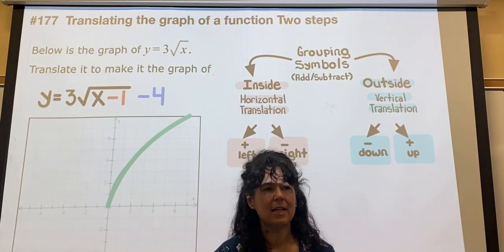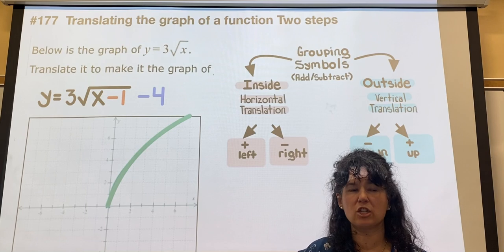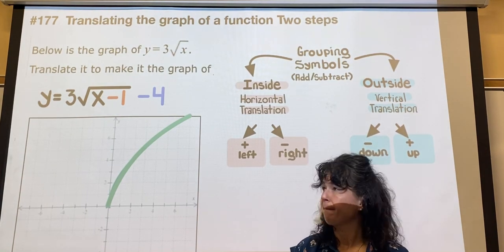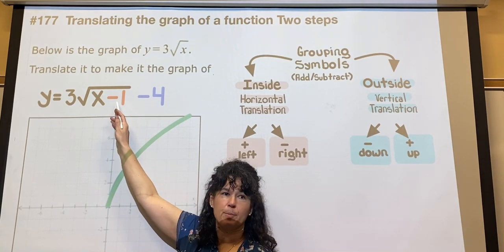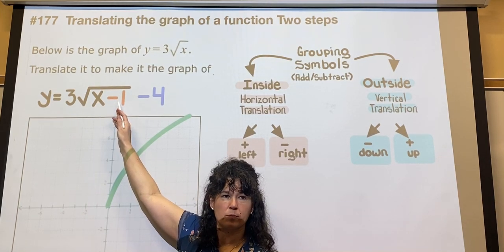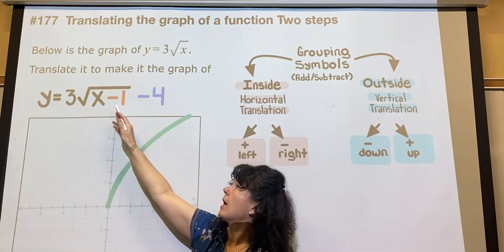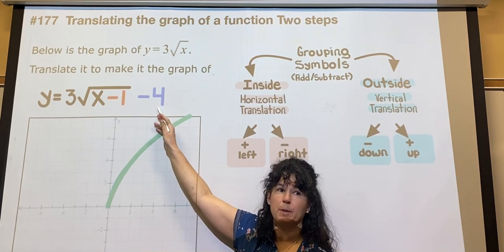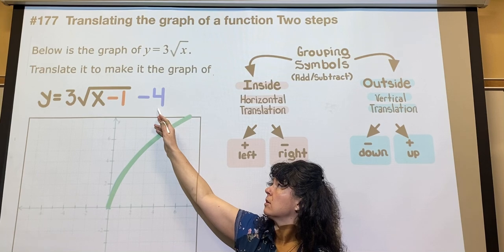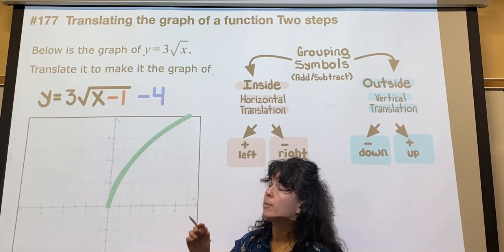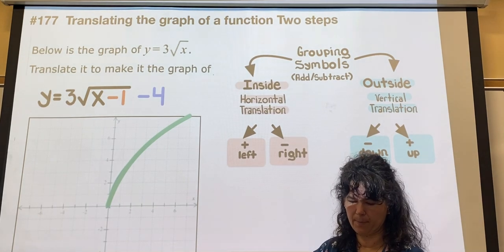So what's that -1 under the root going to do inside grouping symbols? Inside grouping symbols. Right, there we go, right 1. And then outside of grouping symbols, what's that -4? Nice, that's going to go down. So I'm going to go right 1, down 4.